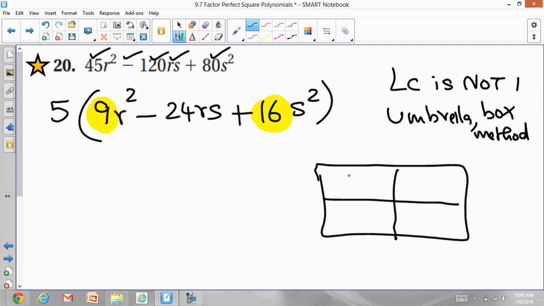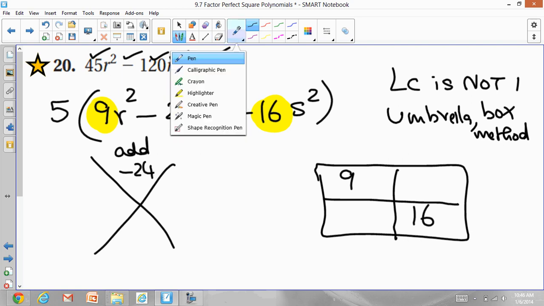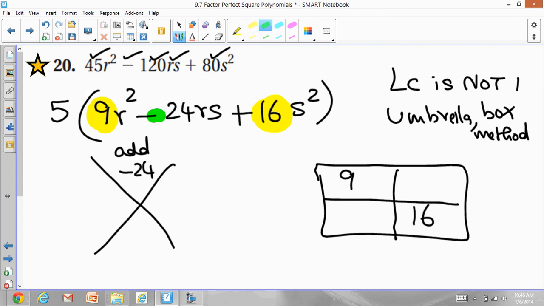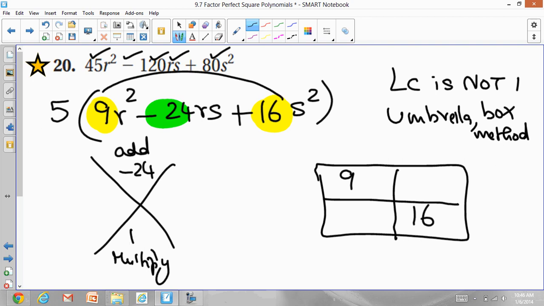So 9 and 16, I'm going to fill it up diagonally going down. And I'm going to go back for my X. So the middle number, minus 24, goes here, highlighting to show you. The middle number negative 24 goes inside and the bottom number multiply, and this is your umbrella method. So 9 times 16 you multiply to get 144. 144 you can get from 12 times 12. So 12 multiplied by 12 gives you 144, but you need negative 24 when you add them. So negative 12 multiplied by negative 12 gives you positive 144. When you add the negative 12 and negative 12 it gives you negative 24. So which works out. Now the last step is look at the one in blue.